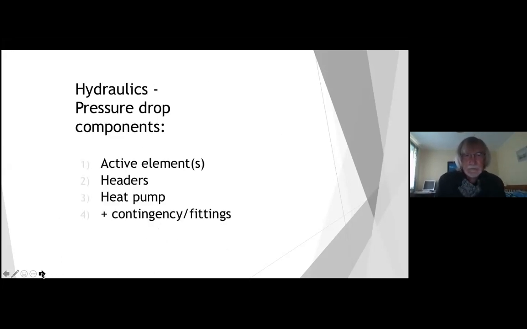Now, in doing the hydraulics, there are what we call the pressure drop components, if you like. I've divided those into 4, so I'll show you a diagram in a moment that explains these. There's the active elements, that's where the real heat transfer from and to the ground is coming, all the fluid to your heat pump. You've got the heat pump itself, and then you've got an allowance for contingency and the fittings and the manifolds and the other bits and pieces.